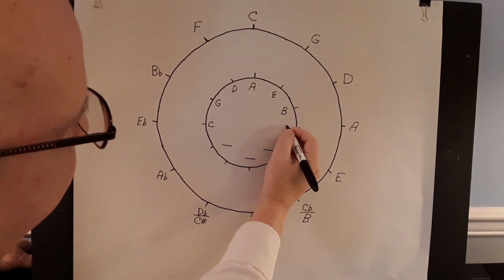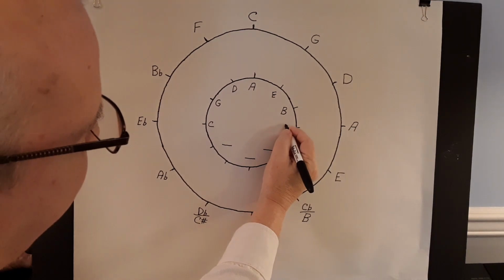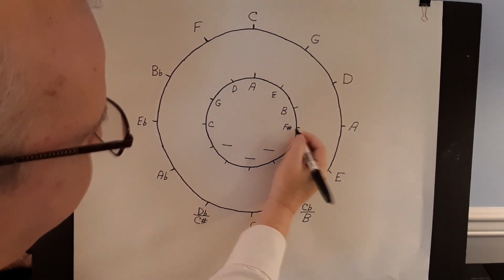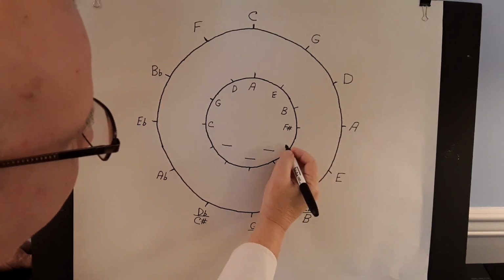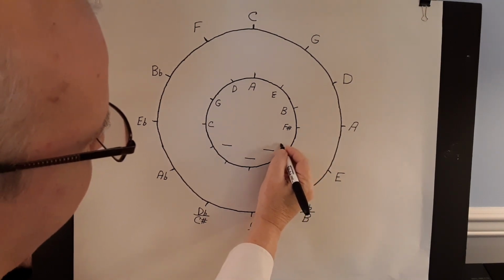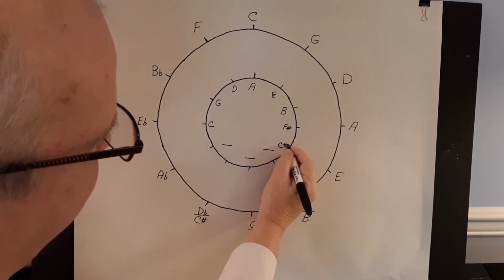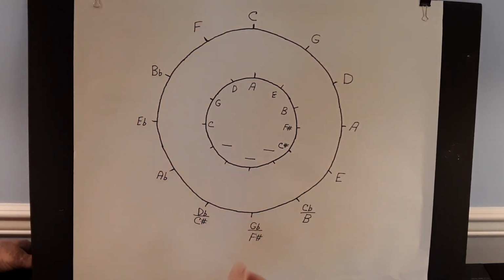F sharp is at the 3 o'clock position. And C sharp is at the 4 o'clock position. Now we have to fill in the sharp side of the enharmonic scales. And let me just bring your attention.